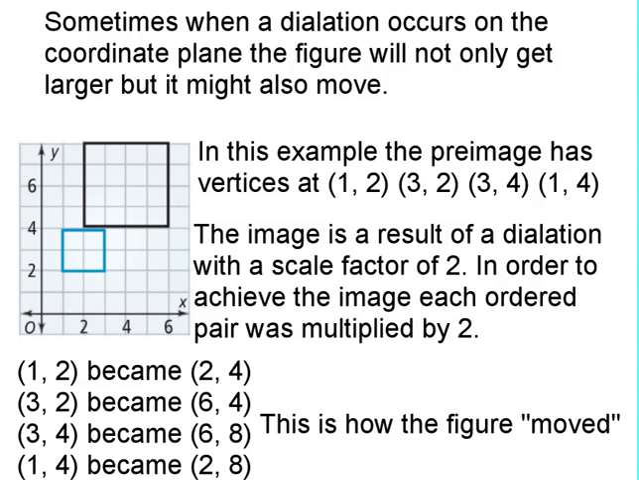So if you look at this example, if you look at the coordinate points, in the pre-image, the vertices are at (1, 2), (3, 2), (3, 4), and (1, 4). Okay? When this was dilated, the new coordinates became (2, 4), (6, 4), (6, 8), and (2, 8). So what do you notice happened between the old coordinate and the new? It was multiplied by 2. So all the sides should increase by the same amount, but also the coordinate points are going to have a relationship as well.